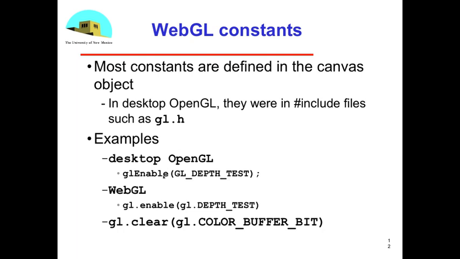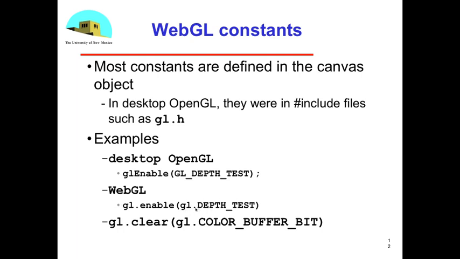In WebGL, we have exactly the same functions because we're just implementing ES 2.0, but the format is different. So we have the GL object, which has an enable function in it, and now also within that context are all the parameters.